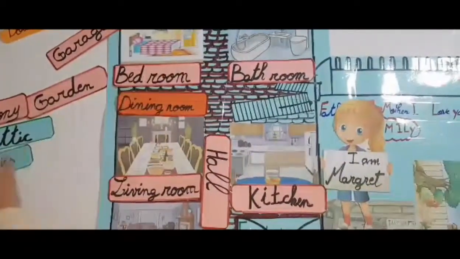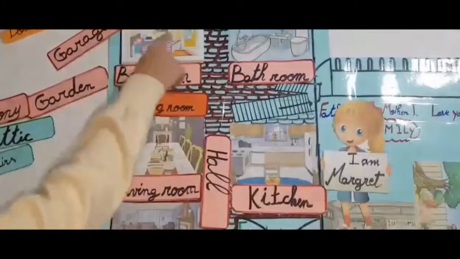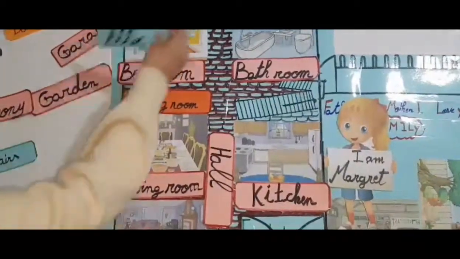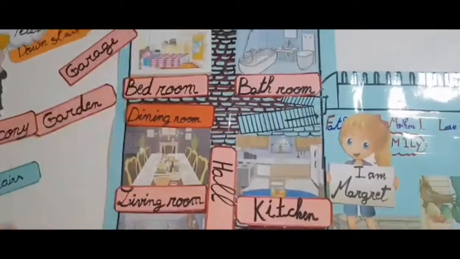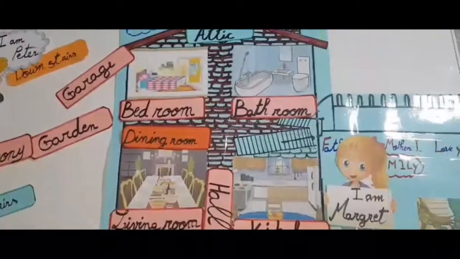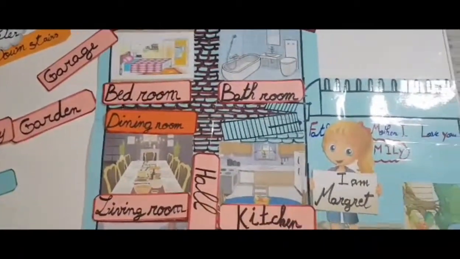Bedroom. Upper to find the attic. Find the attic.